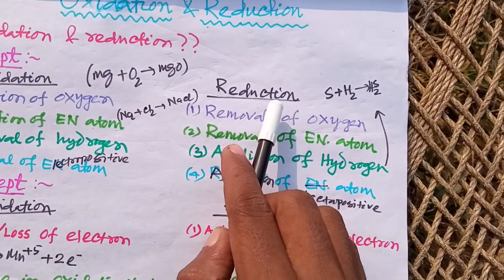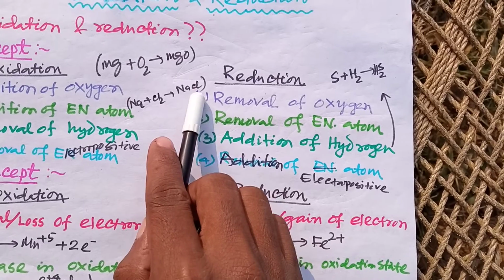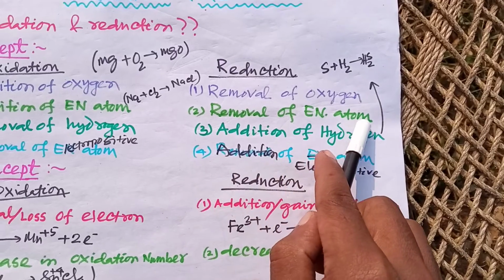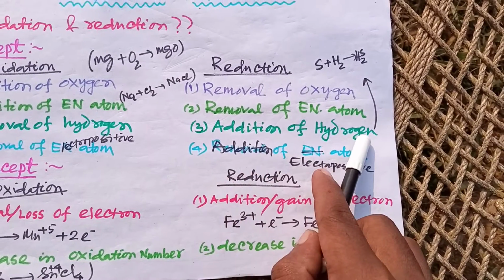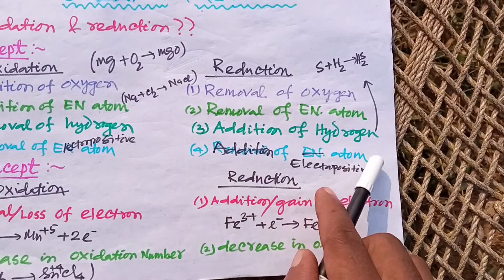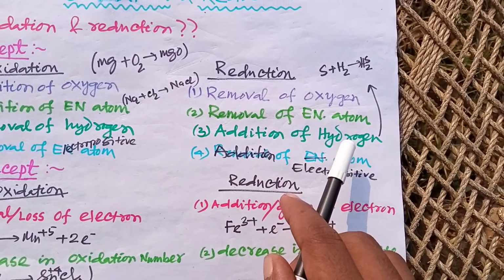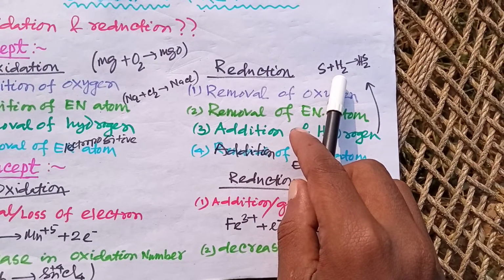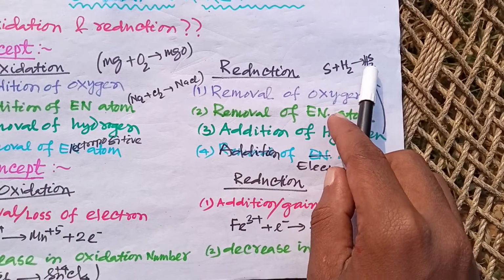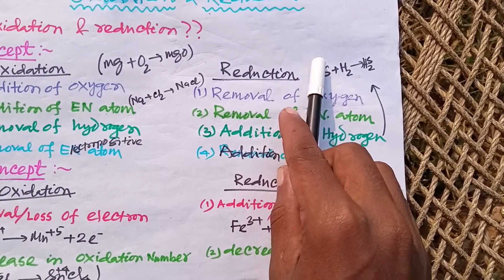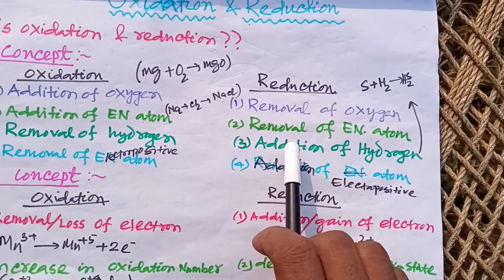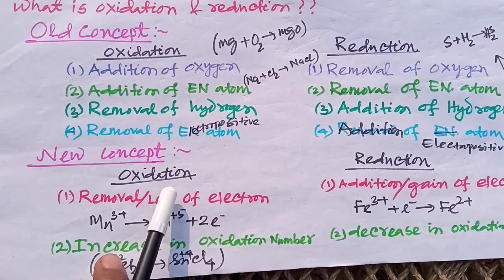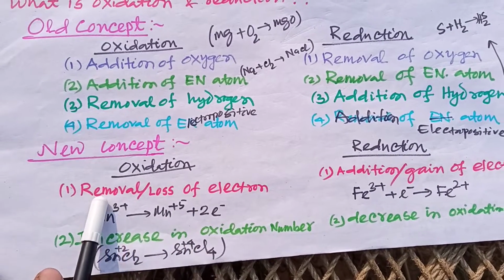Similarly, reduction means either of the following processes: removal of oxygen, or you can say removal of an electronegative atom, or addition of hydrogen, or addition of an electropositive atom. Any of these processes means reduction. So here is an example: sulfur is being added with hydrogen to give rise to H2S. So here the sulfur atom is undergoing reduction.